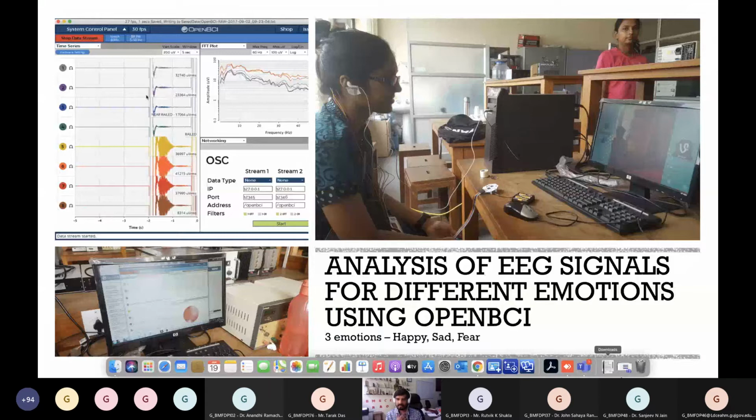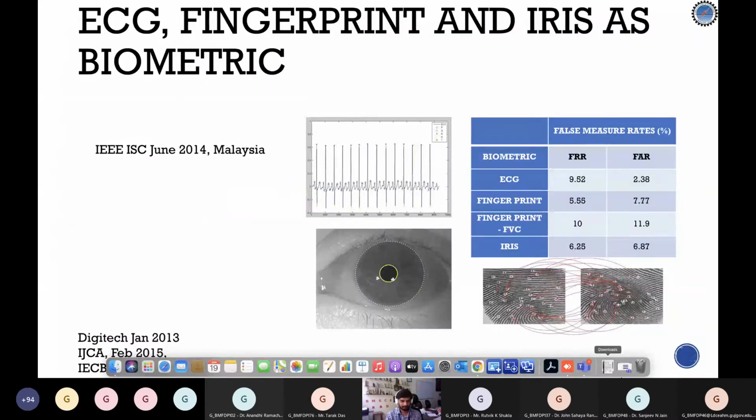So another one we did related to the brain again was EEG signals for different emotions using BCI. We took around 25 subjects. We showed them some animations where they had to feel very happy, very sad, very fearful. And then we tried to do some kind of analysis. Part of it is already published. I'll talk about it in some time.